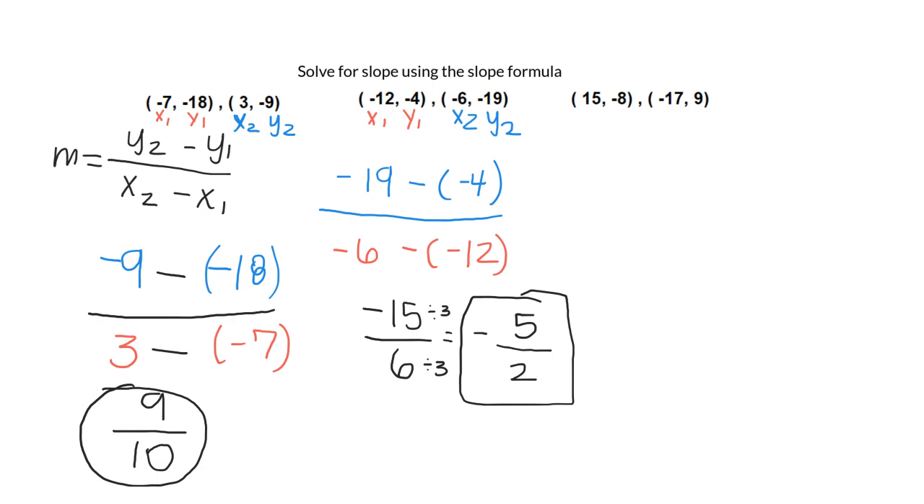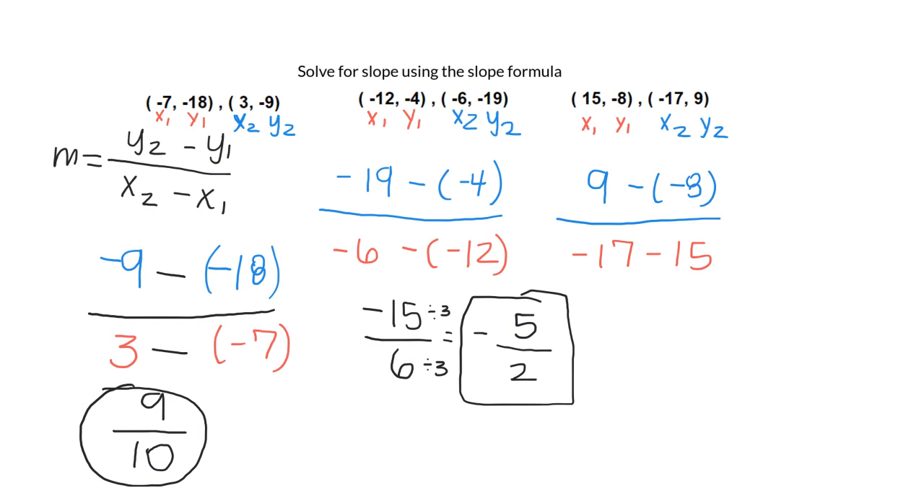Let's go ahead and solve the last one, again labeling our x1, y1, x2, y2, and plugging it in. Now that I have my x1, y1, and my x2, y2 labeled, let's go ahead and use the formula to solve for slope. Y2 minus y1 will be 9 minus negative 8 over the x2 minus x1 will be negative 17 minus 15.